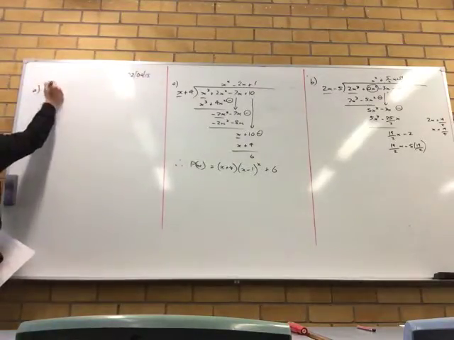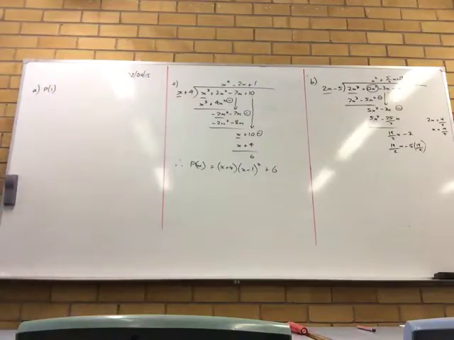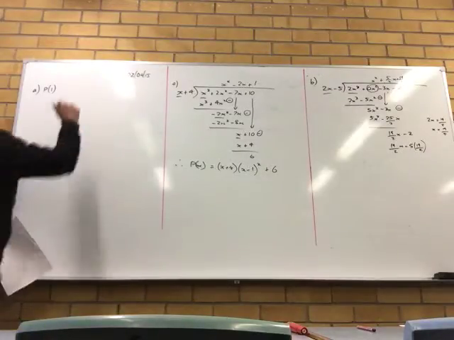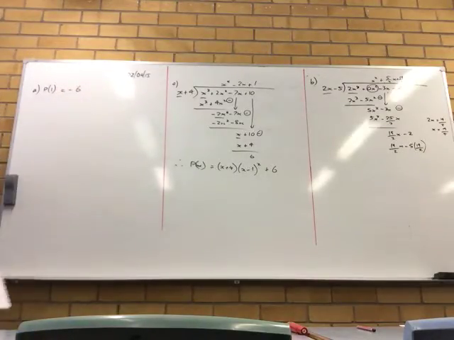Alright, so p of 1, I need to now find. 1 take away 3, negative 2 plus 2, which is 0, take away 7, negative 7 plus 1, negative 6. So if you did long division of that polynomial divided by x take away 1, at the end you'll get minus 6. Okay?